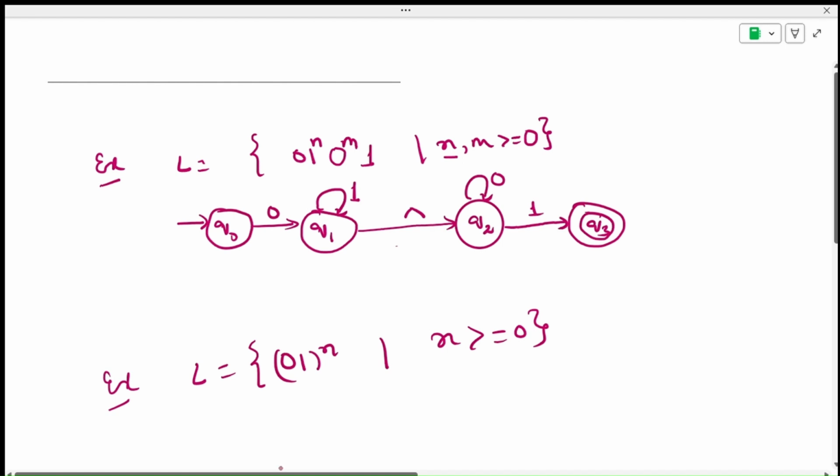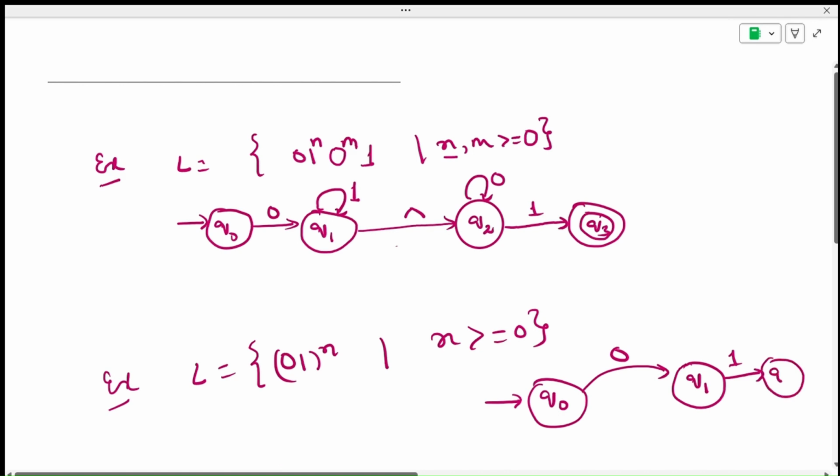Now in this diagram, the second one: Q0, on reading 0, takes it to some state Q1, and Q1 on reading 1 is going to some other state, say Q2, and takes a null transition to Q0.